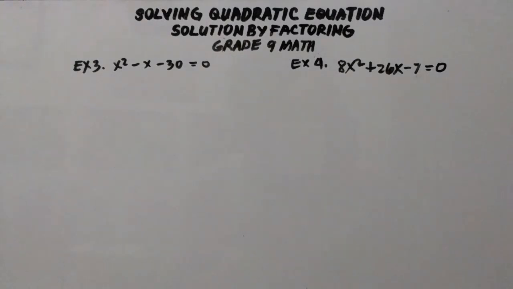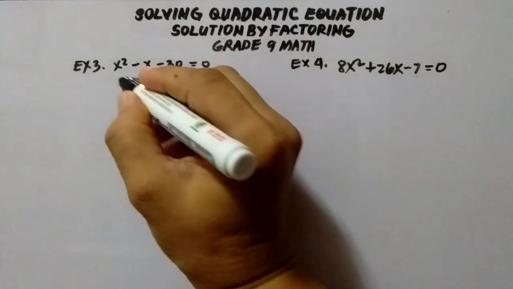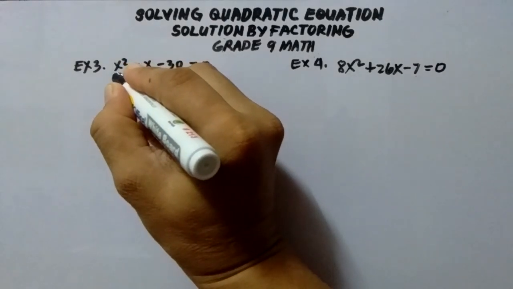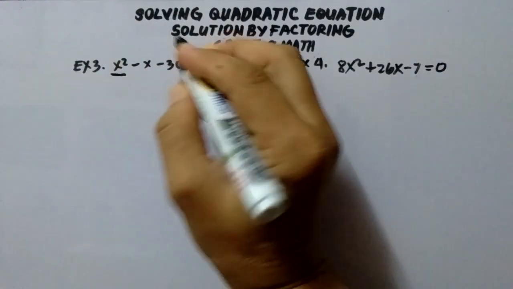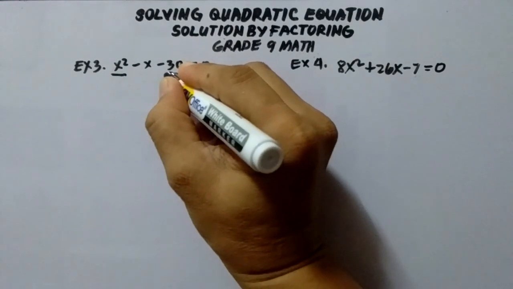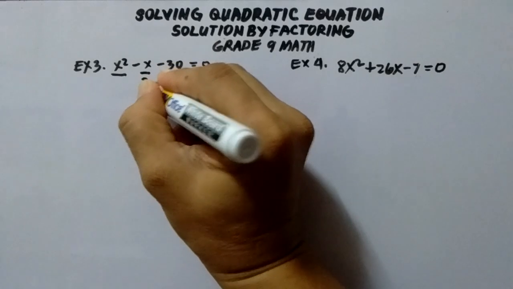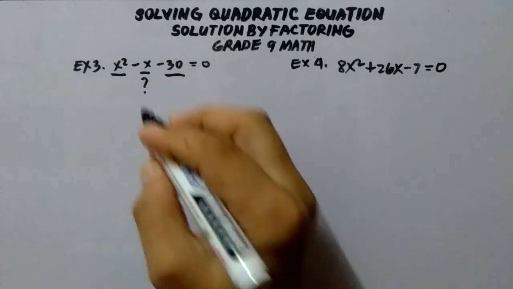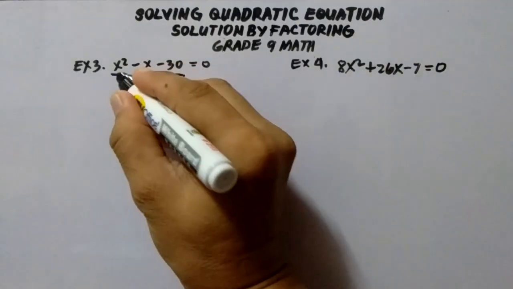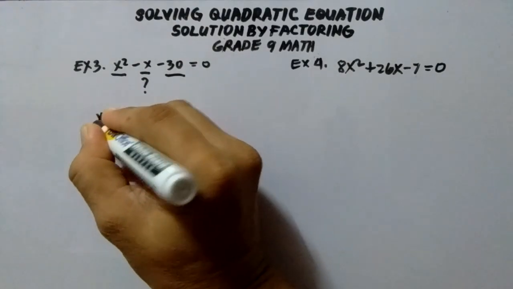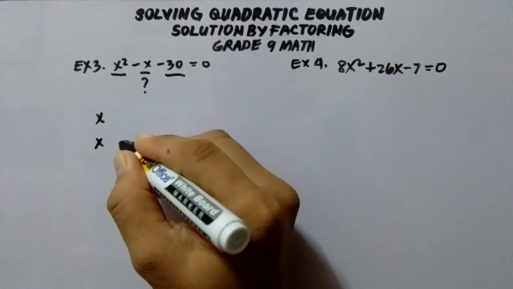Okay, so let's have the solution. So the first thing to do is, okay, kunin muna natin ang factors ng first term, then followed by the factors of the third term. So, ito pong middle term, ito po ang hahanapin natin. Okay? So, ito po ang format natin. So, i-factors po natin, x squared. So, we have x, no, times x.